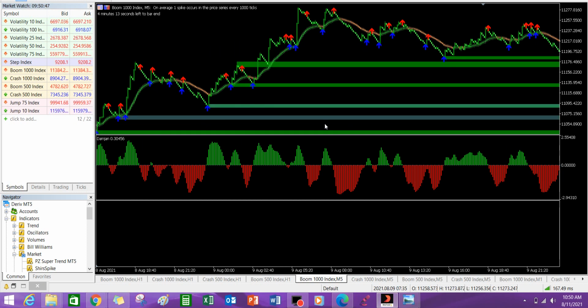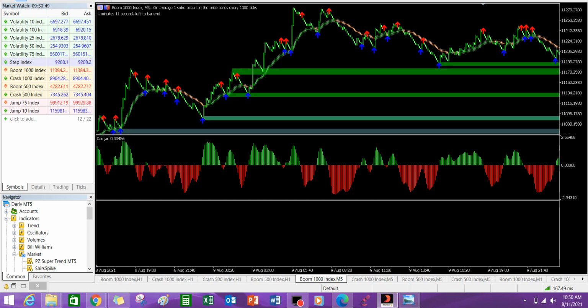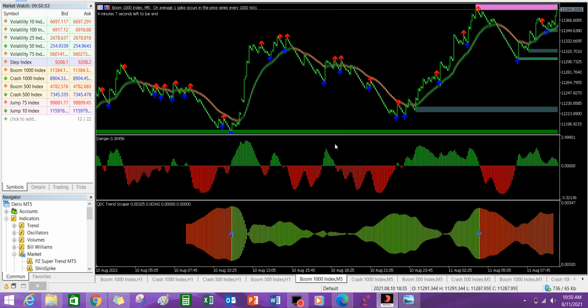This is the 5 minute time frame, and this is Boom 1000. Let me see if, okay, good. Check out here. This is uptrend, and you can see the spikes. You can even see we had an invisible spike right here.